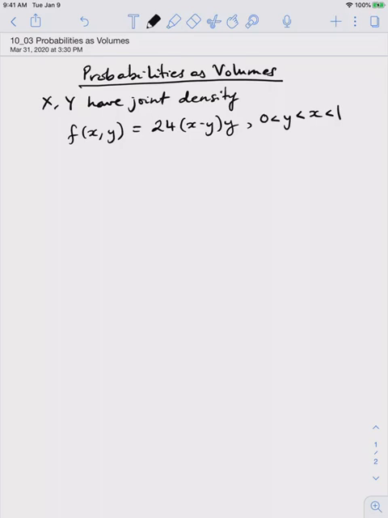Now that you know how to do double integrals, you can find any probability involving x and y just by integrating the joint density over the appropriate region. And the probability really ends there, as we said. After that, it's a matter of the geometry to identify the region and then calculus to carry out the integral. So let's do a couple of examples.